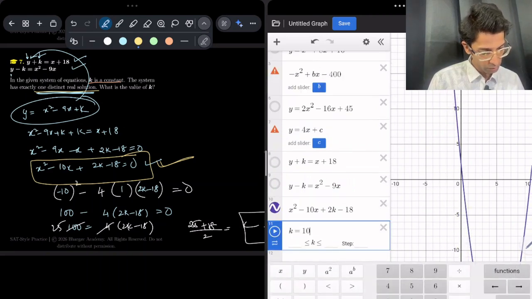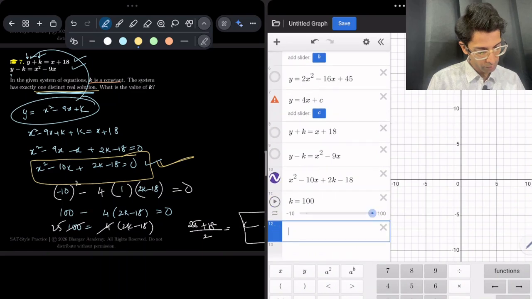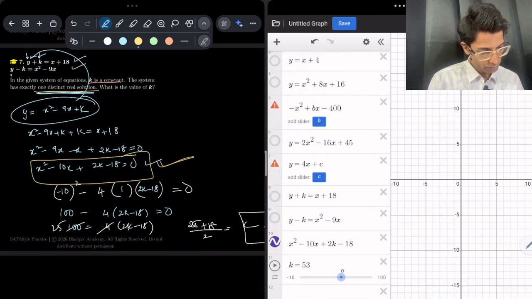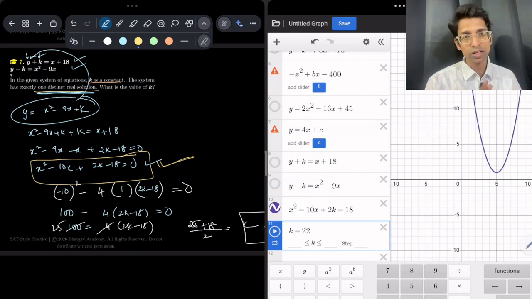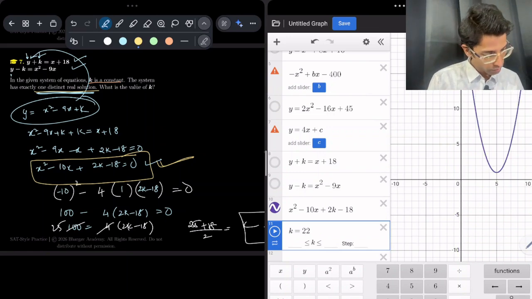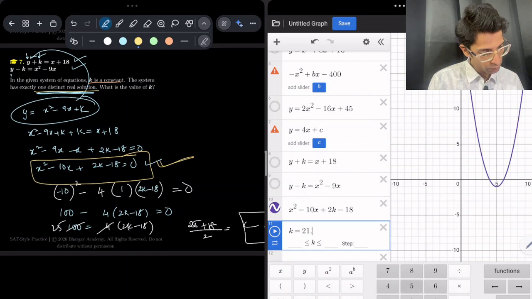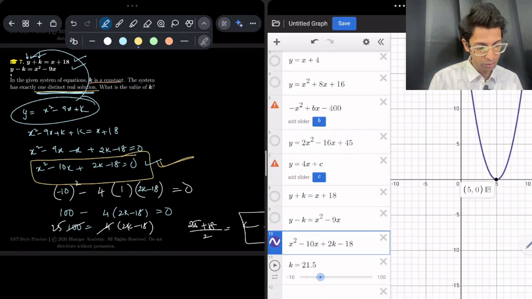Let me increase this value. So 21, no. 22, again no, because it should have exactly one solution. So you have to go somewhere in the middle. So 21.5, yes. So that's how you will do it.